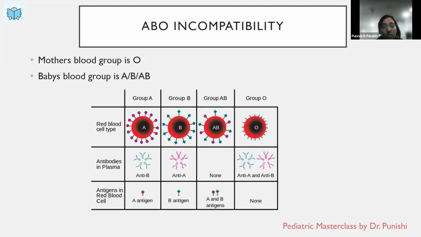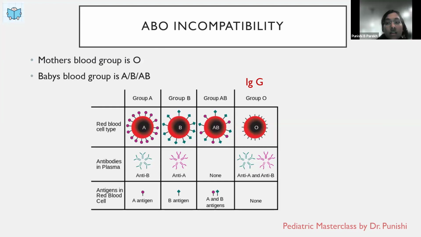So let's look at the combination where the mother is blood group O and the baby is blood group A. So here if you see, there is A antigen in the baby and the mother is producing anti-A antibody. So what happens is that this anti-A antibody, which is the IgG type, is able to cross the placenta and go and attack or attach on the A antigen in the baby and lead to hemolysis leading to jaundice.